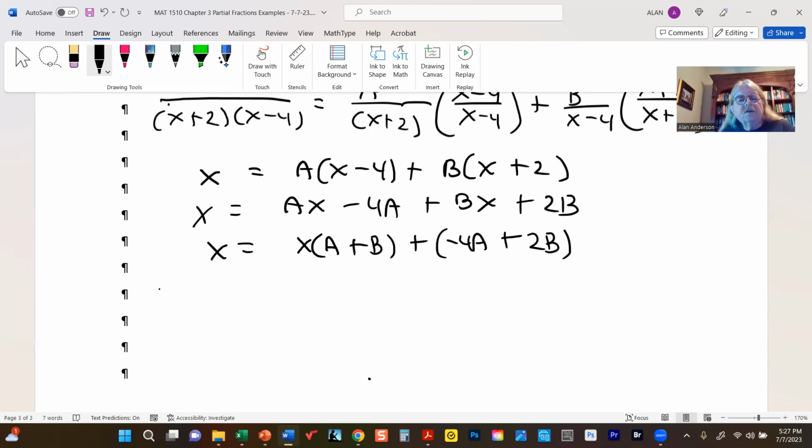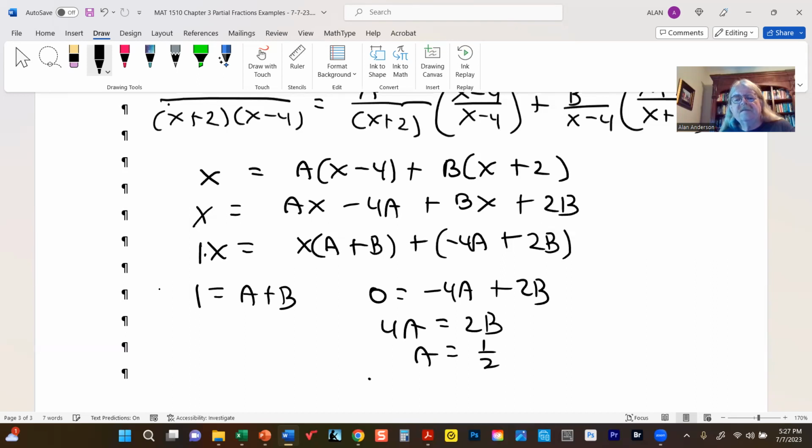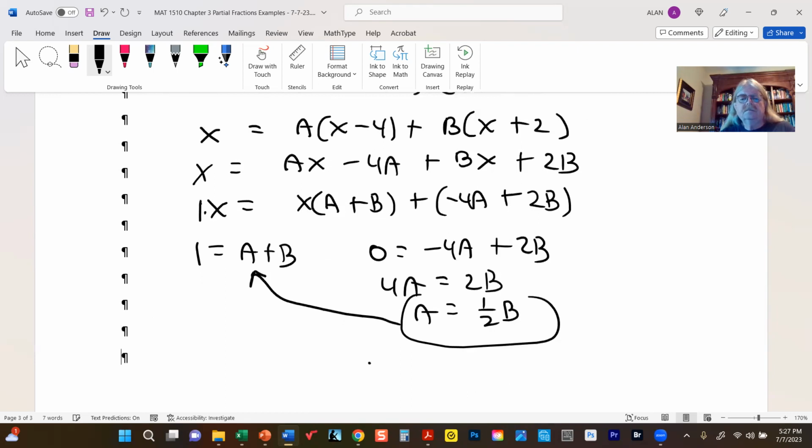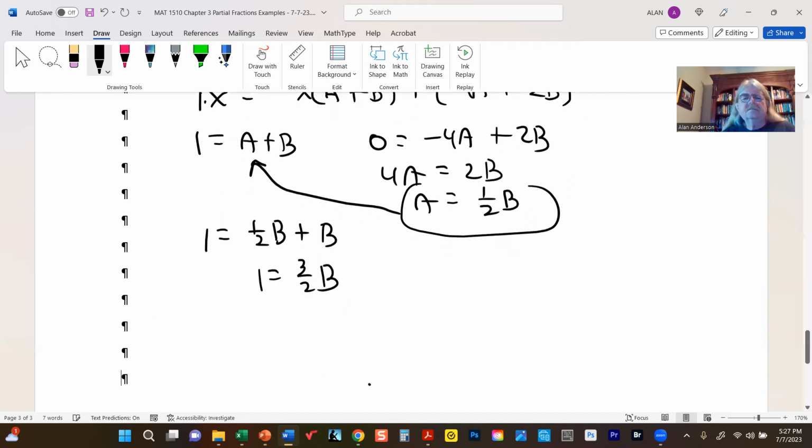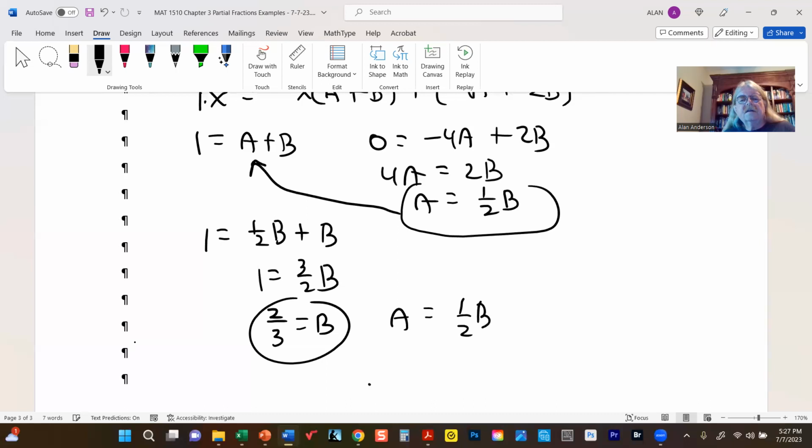All right, so that means now, of course, you notice the coefficient here is just 1. 1 equals the a plus b. Because you can think of this x by itself as simply 1x plus 0. That implies also that 0 equals the constants minus 4a plus 2b. 4a equals 2b. A equals 1/2 b. And since that's the case, 1 equals 1/2 b plus b. 1 equals 3/2 b. That means that 2/3 is b, and that means that a is 1/2 of that. One-third. All right.